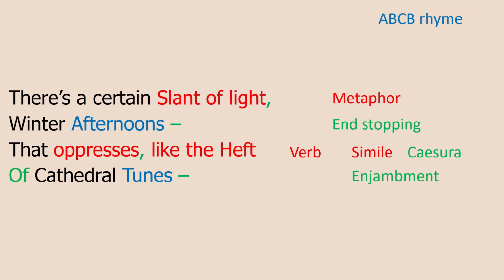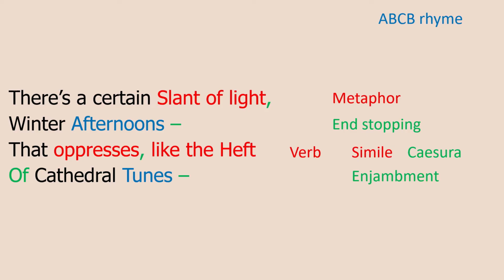First thing to notice is that rhyme scheme. Line 2, afternoons, rhymes with line 4, tunes. And if you want to count out the syllables, you'll identify that winter afternoons is 5 syllables, of cathedral tunes is 5 syllables as well. So we have that pattern.